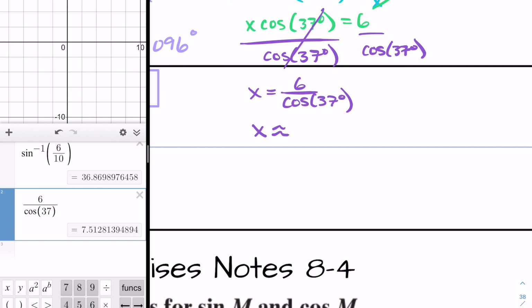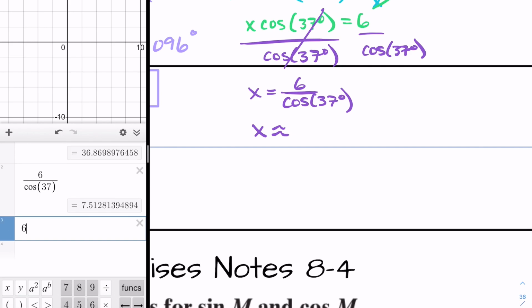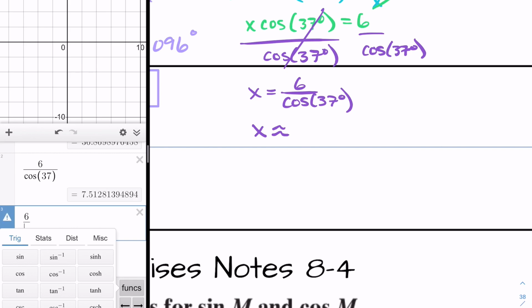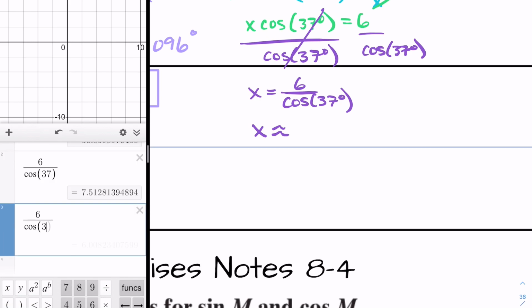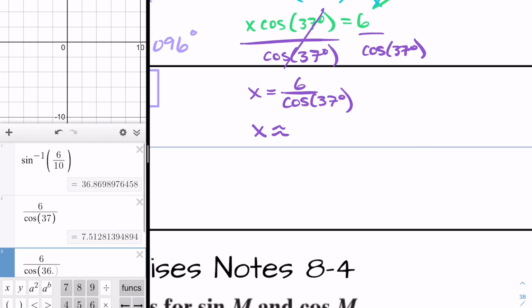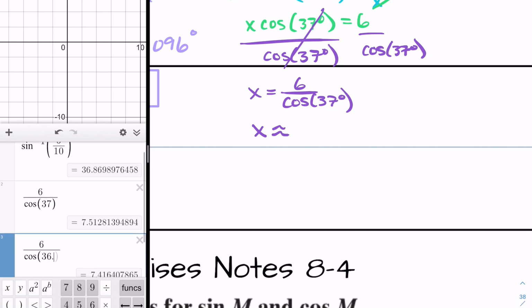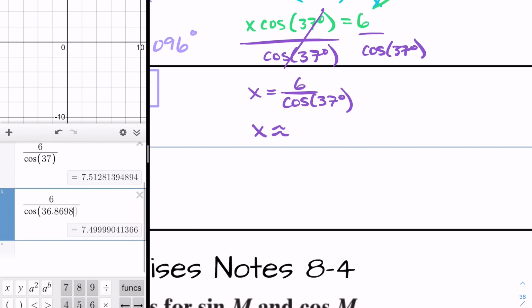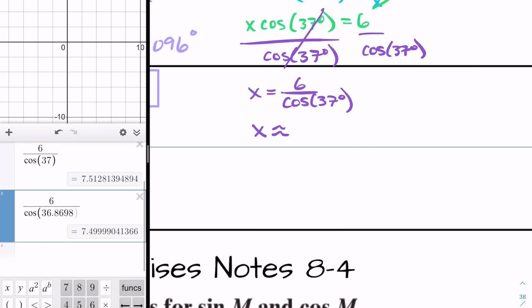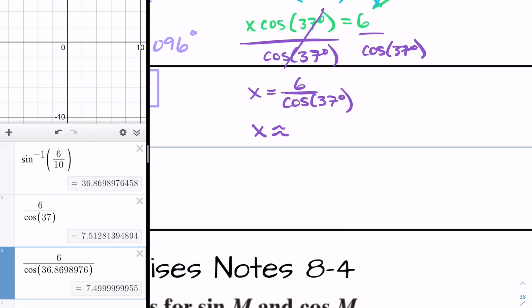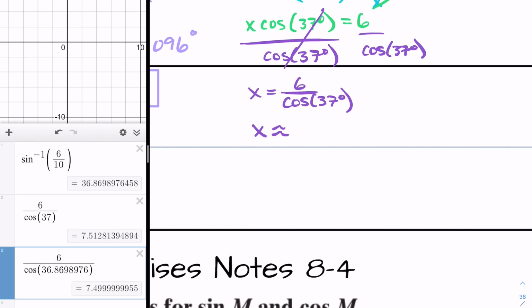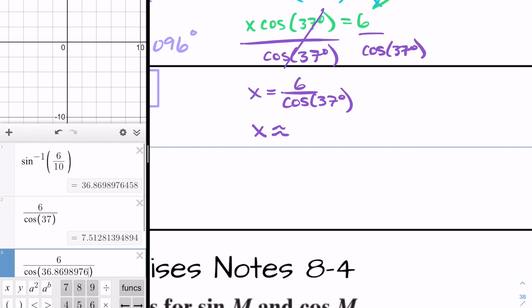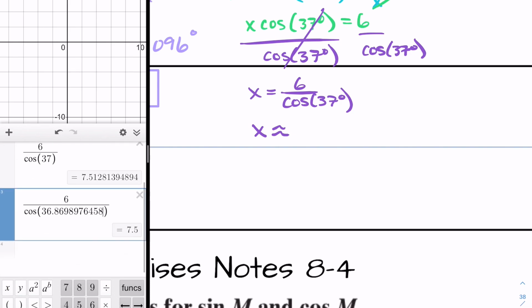But look at what I really got beforehand. I actually got the angle. I didn't get 37. I get an approximate value. So let me try to type in some of that approximate value. 36.8698976458. Look how close I get to 7.5.